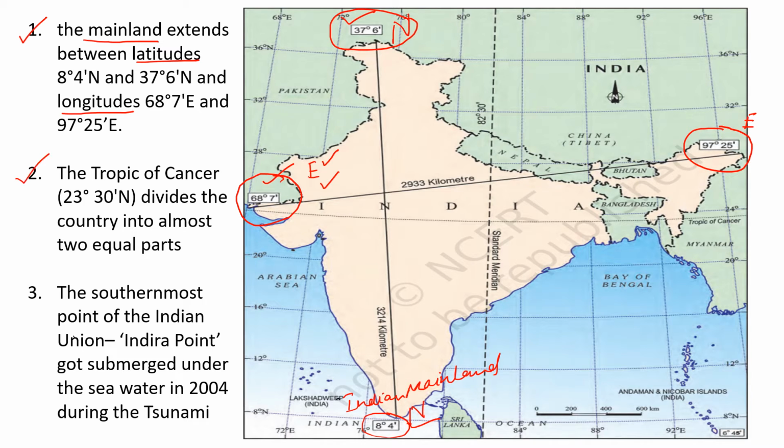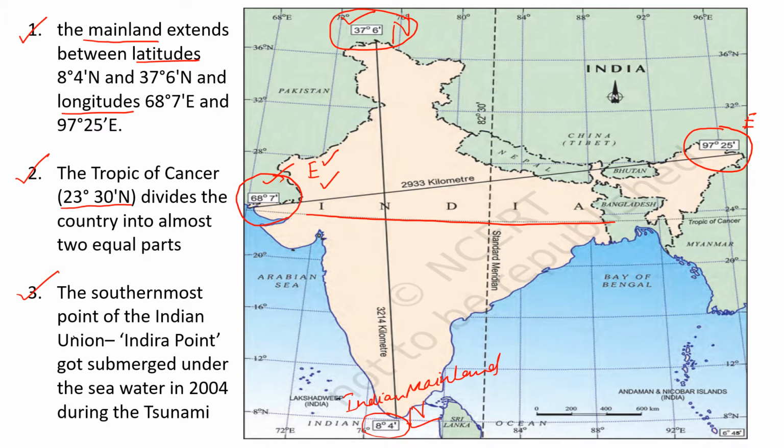The second important point is the Tropic of Cancer, that is 23 degree 30 minutes north, which divides the country into almost two equal parts. So this is the Tropic of Cancer, and it is dividing India into almost two equal parts.